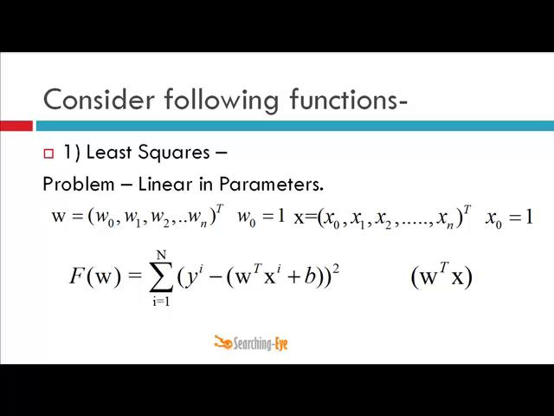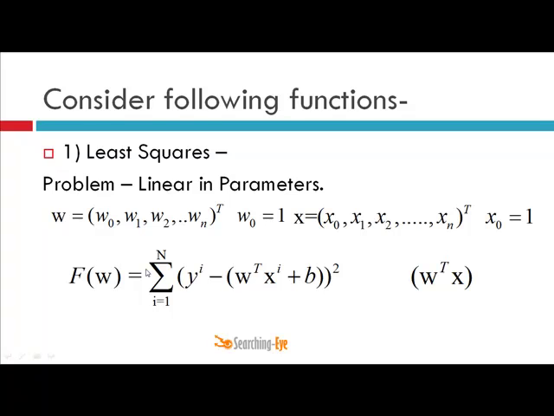Consider the least squares problem. The problem is linear in parameters. Your parameters are the vector W, W0 to Wn transpose, and likewise a feature vector x0 to xn transpose, where x0 is equal to 1. W0 is equal to B, and x0 is equal to 1. W0 is not 1. That was a mistake. So this is your problem. You need to minimize this function, and this is your prediction, W transpose X.